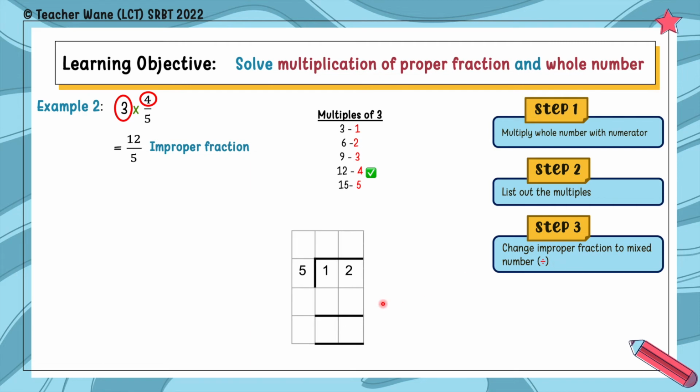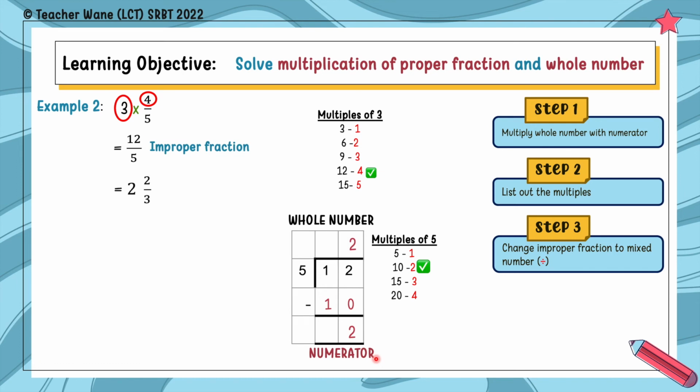So 12 divided by 5. So which one are you going to choose? I'm going to choose 10, which is the second multiple. So 12 minus 10, I am left with 2. So my final answer here is the whole number, and the remainder should be the numerator. So again, my final answer should be 2 out of 5.